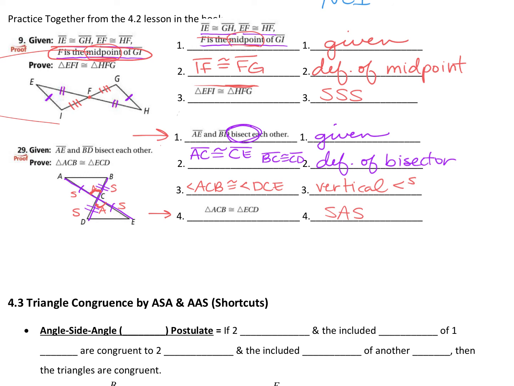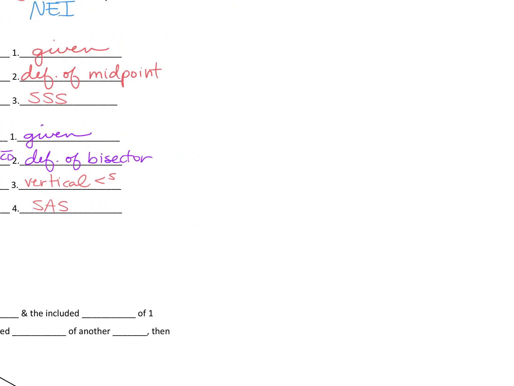So these aren't the worst, right? They're pretty straightforward. They're going to feel very repetitive. You'll do a lot of the same steps, a lot of vertical angles, a lot of definition of a midpoint, definition of a bisector, a lot of reflexive. So look for those things, okay? Some of you might even want to just start a list somewhere in your notes, wherever, of common things that are going to show up in my proofs.